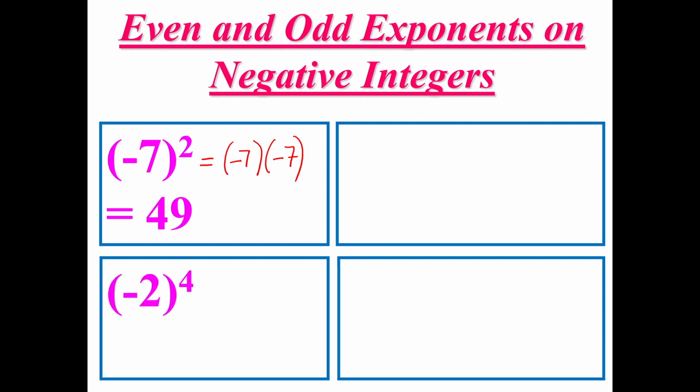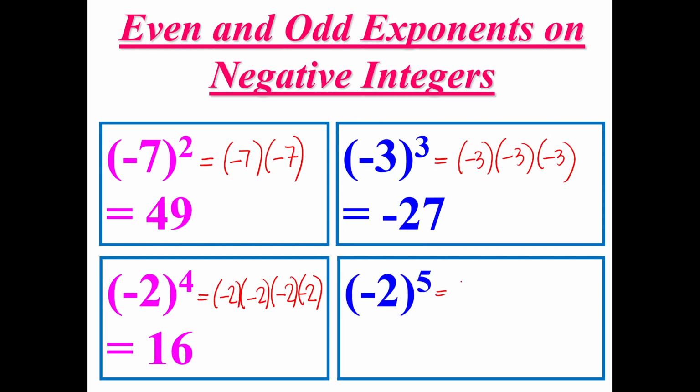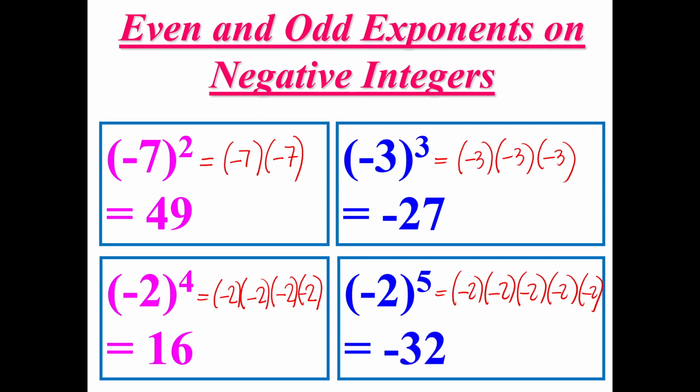What about this one? Negative 2 raised to 4. This means negative 2 times negative 2 times negative 2 times negative 2. Positive 16. Positive 16 is also correct. What about this number? You have there negative 3 cube, which will give me negative 3 times negative 3 times negative 3. What's the answer for this? Negative 27. What about the last one? This is negative 2 times negative 2 times negative 2 times negative 2 times negative 2. What's the answer for this? Negative 32.